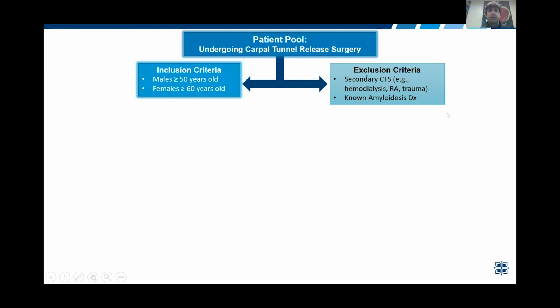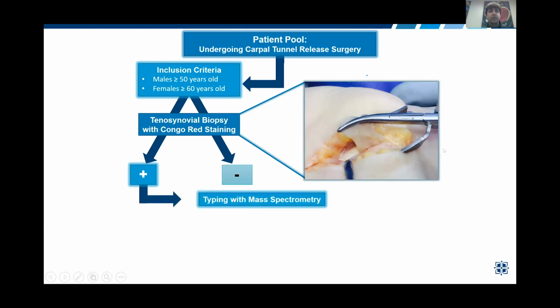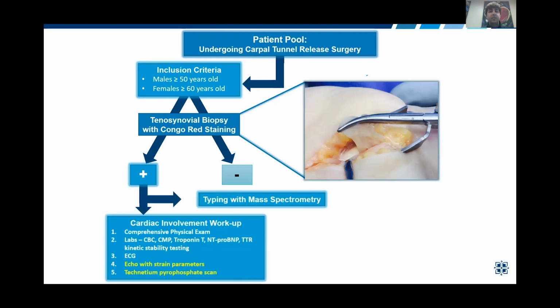And we excluded patients who were on dialysis or had rheumatoid arthritis, known trauma to the hand, or a known history of amyloidosis. And then we sent this tenosynovium tissue to the pathologist to put Congo red stain on and see if it was positive or negative, to see if they had amyloidosis. In cases that were positive, they went for mass spec, and then we did a comprehensive cardiac workup, including echo with strain and technetium pyrophosphate scan.